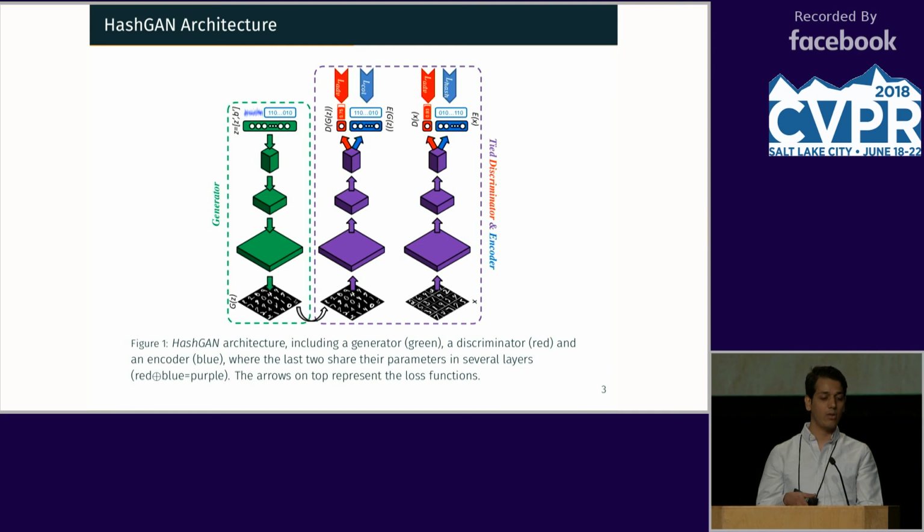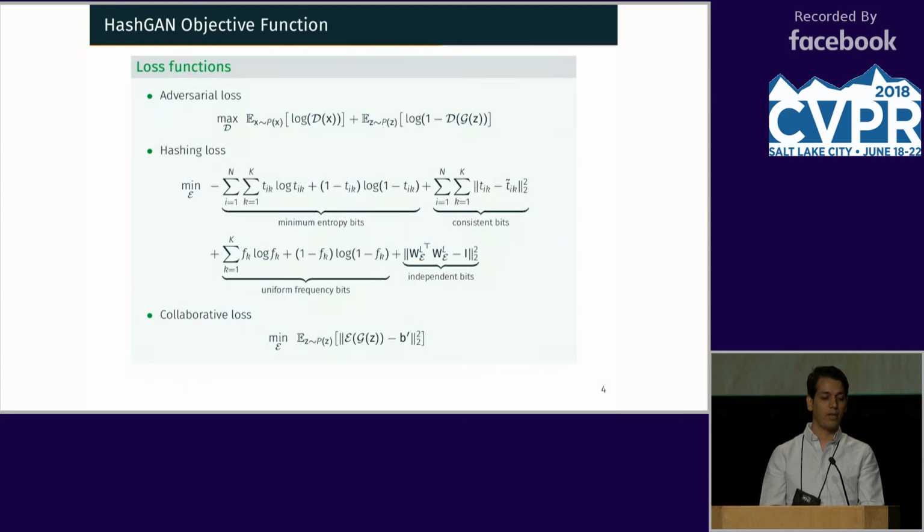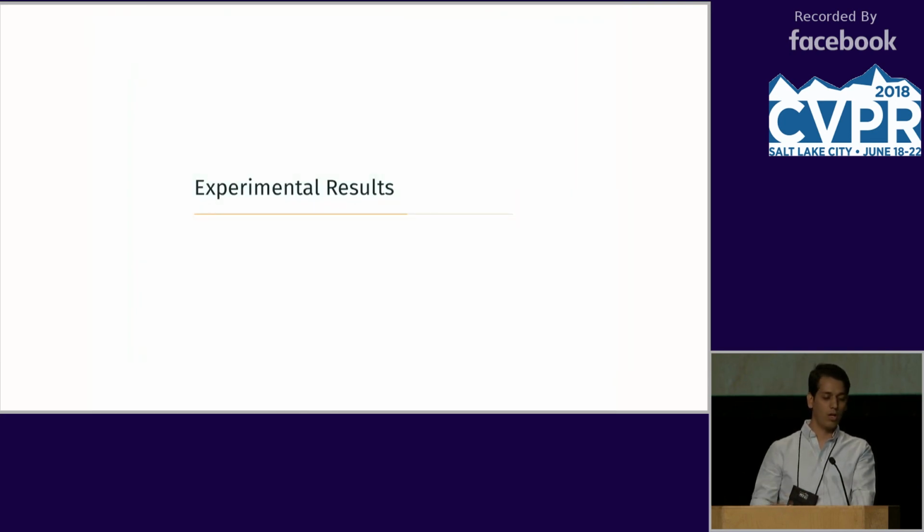And on the middle side, you can see that we applied collaborative loss on the fake data in order to learn the inverse mapping of our generative network. Our objective function has three terms: the standard adversarial loss, the hashing loss to have minimum entropy, uniform frequency, consistent and independent hash bits for real images, and finally the collaborative loss, which is actually for retrieving the binary input of the generator at the output of our encoder for the fake data. And using this, we help to regularize our model and avoid overfitting.